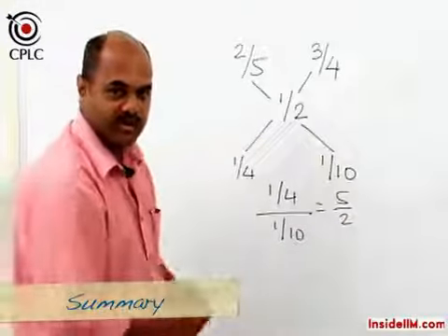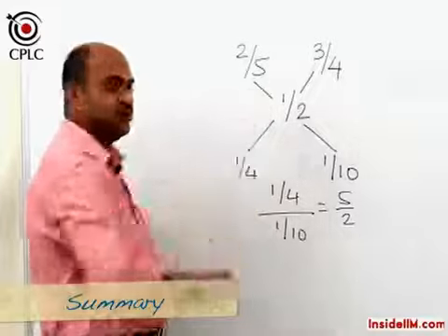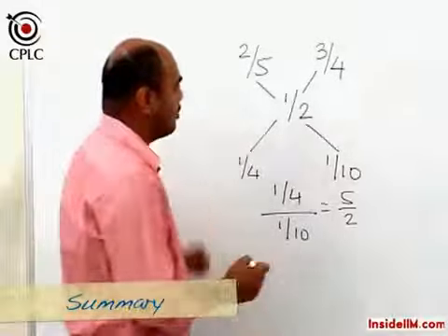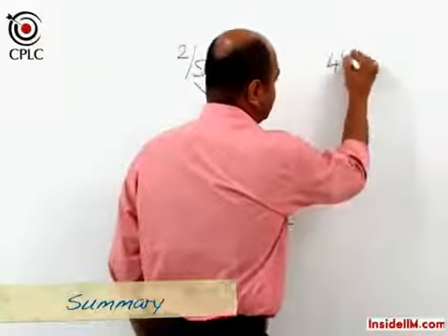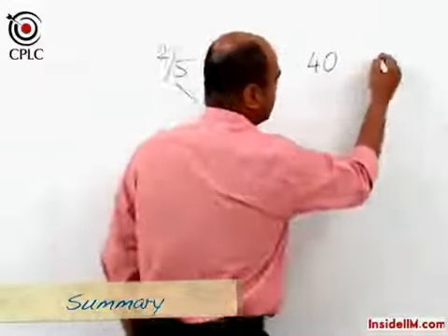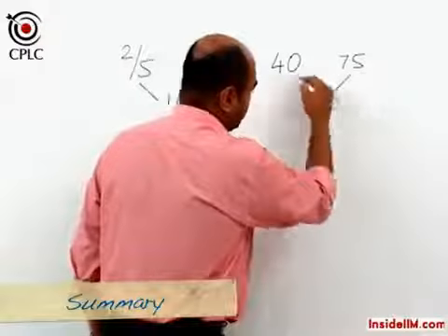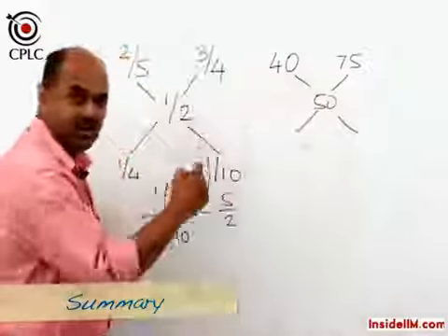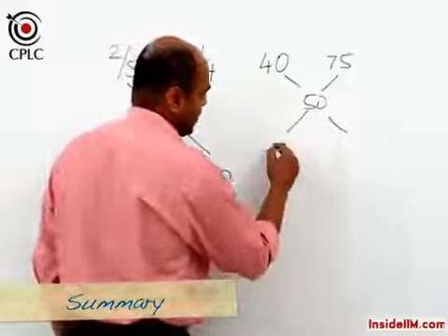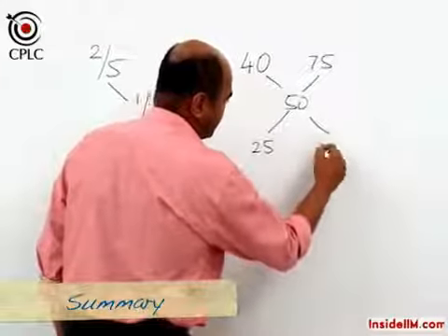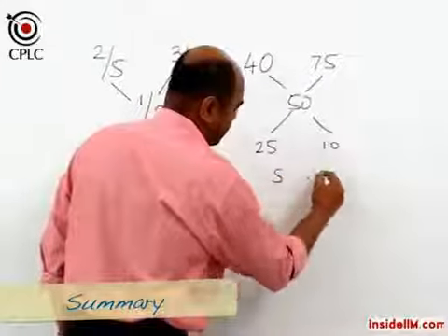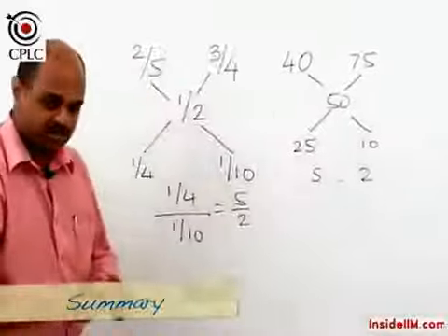There's another way of solving this question by converting these values into percentages. So 2/5 would be nothing but 40%, 3/4 would be nothing but 75%, half would be nothing but 50%, and hence if we now solve it using these percentage values, we get 25:10, which is nothing but 5:2, the same answer.